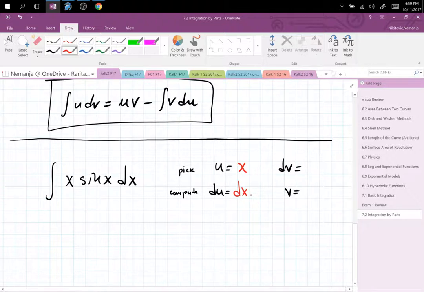Right? Derivative of x is 1, so it disappears. And since I picked u to be x, then sine x dx must be the leftover for dv. And to get v out of dv, you integrate. Very good. So if you integrate both sides, the integral of sine x is negative cosine. Now you don't have to put plus c, because there will be a plus c at the end of the problem.